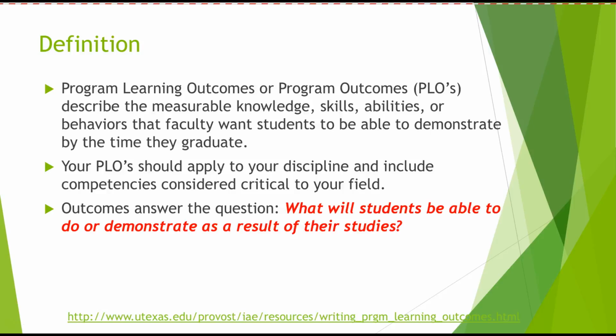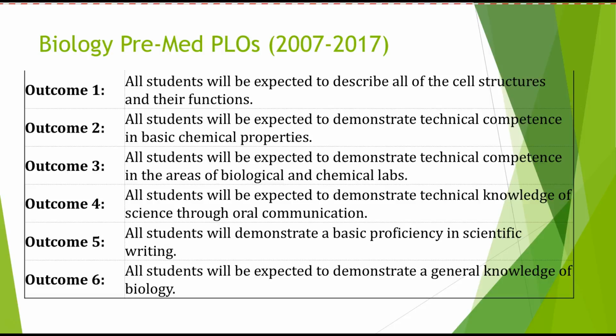So we came up with what we thought were 6 outcomes that encompass the overall outcomes of our program. At the time, we thought the more general the outcome, the better, so we could incorporate multiple assessments from various courses to measure the outcomes. The 6 outcomes we had used from 2007 up until 2017 were as follows.